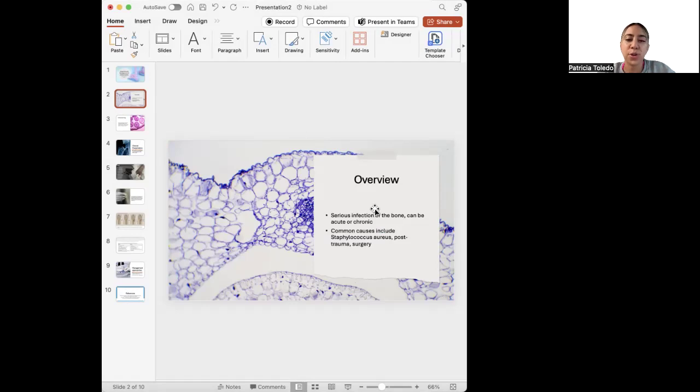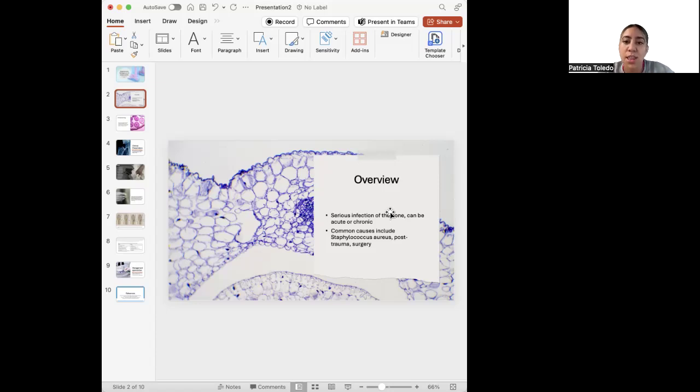So, for an overview, osteomyelitis is a severe progressive infection of the bone. It can present as either acute or chronic, depending on the underlying cause and duration of the infection. Acute osteomyelitis is more common in children and typically results from hematogenous spread, meaning the infection travels through the bloodstream to the bone. Chronic osteo, on the other hand, is often related to trauma, surgery, or the presence of a foreign body.